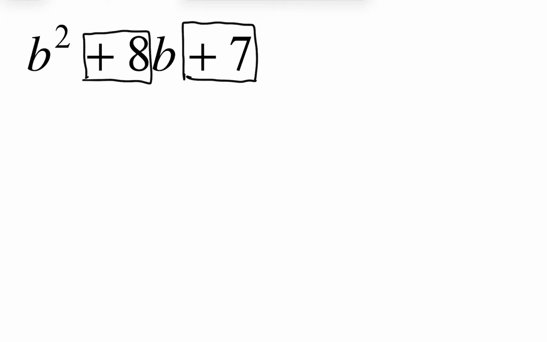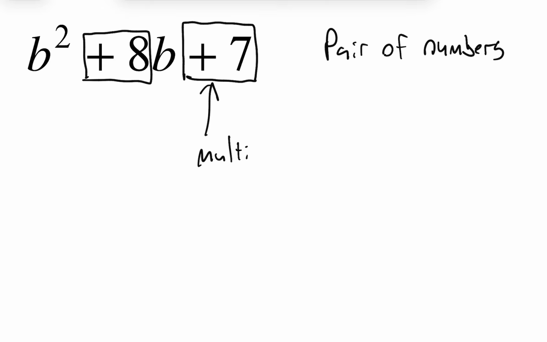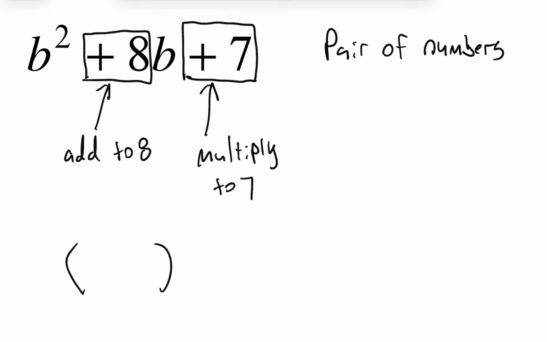So we need to find a pair of numbers that multiply to the one on the end, or multiply to 7 and add to the one in the middle. A pair of numbers, and you always are going to represent your pair of numbers in two parentheses where you're going to start with your variable. In this case, it's a b, right? We're working with a b.